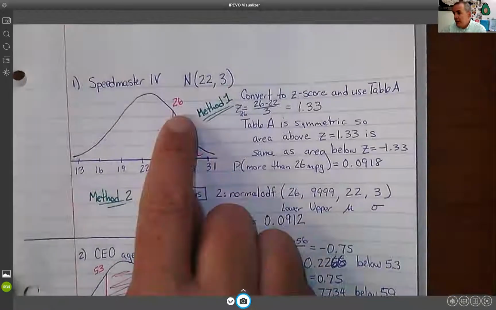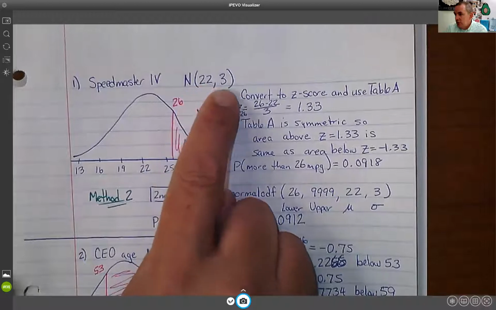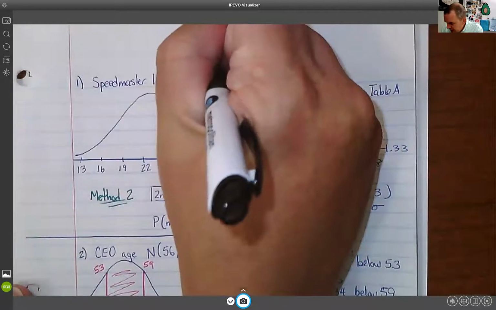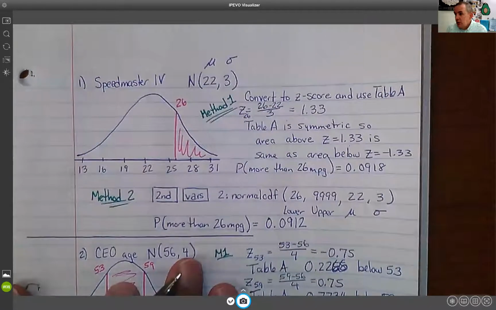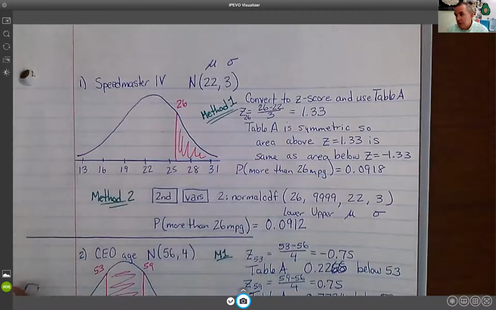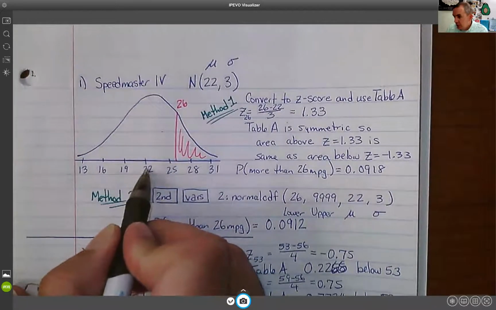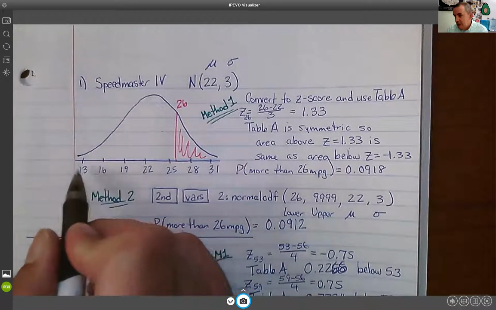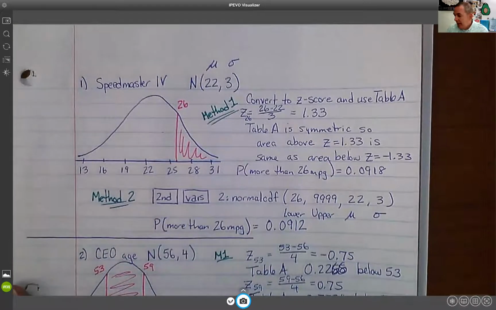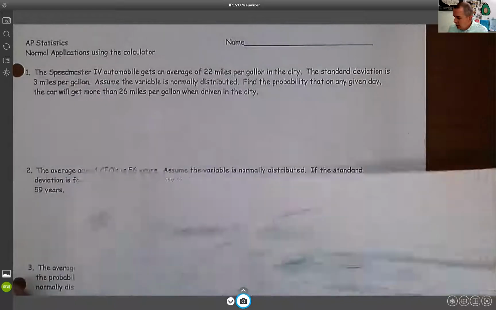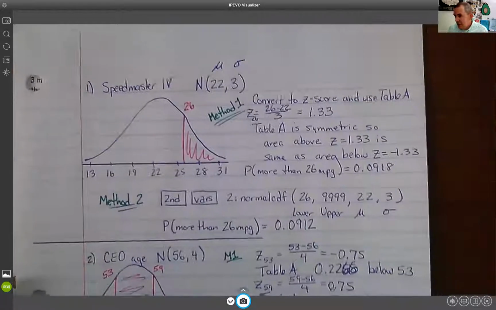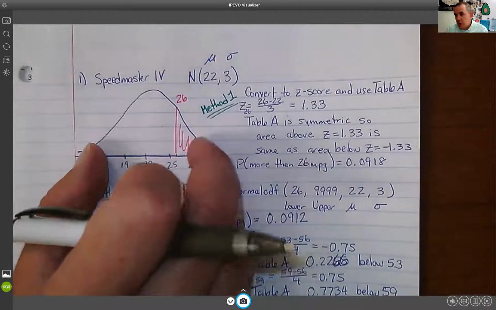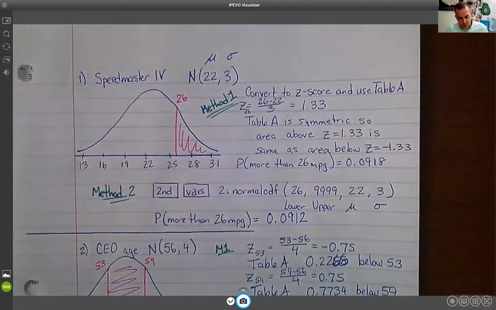What we know from the Speedmaster is it's normally distributed with a mean of 22 and a standard deviation of 3. So that's how we typically write that. Again, just remember that the 22 is your mean and the 3 is your standard deviation. First order of business, always draw the picture. Always draw the picture and shade. So I put 22 at the middle, plus 3 is 25, plus 3 is 28, plus 3 is 31, subtract 3, 19, 16, 13. And then since the problem asks us about more than 26, I put the 26 on here, shaded it off, and that's the area I'm looking for. This is considered work, so please do that. Always do that when you have a normal distribution problem.